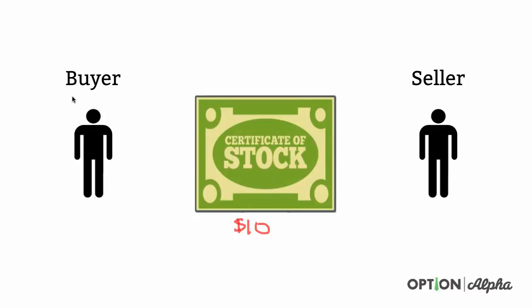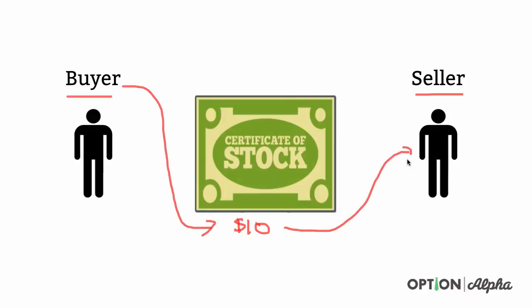Now, in a typical stock transaction, just to show you the difference real quick, if the seller owns the stock and the stock is valued at $10, then the stock buyer can come in and buy that stock for $10. And that $10 gets transferred over to the seller, and the stock now goes to the buyer, right? Simple transaction. The buyer buys it for $10, the seller sells it for $10.